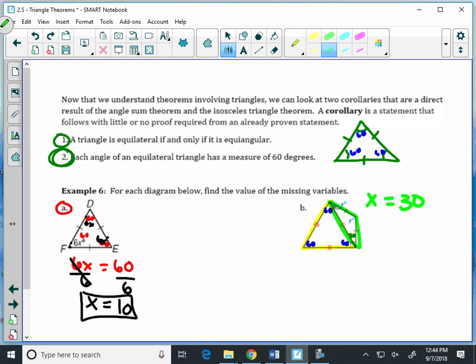I did this in the last class too. I wrote it out there. Right? So I know this is 30. I'm going to label it. Well, what do we have to do to find y? Yeah, subtract 30 and 30 from 180.